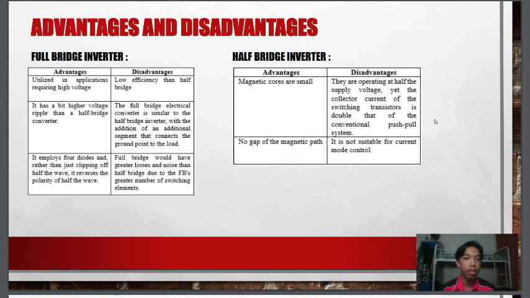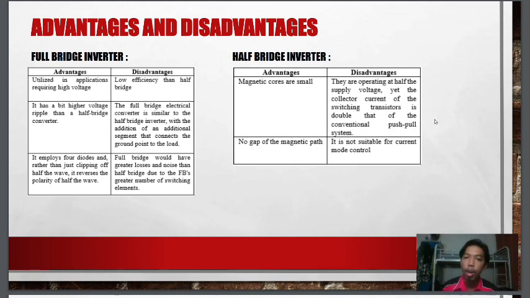For advantages and disadvantages of the full bridge inverter: advantage number 1 is that it is utilized in applications requiring high voltage. Number 2, it has a bit higher voltage ripple than a half bridge converter. And lastly, it employs 4 diodes rather than just clipping off half the wave. For disadvantages: low efficiency compared to half bridge. Number 2, the full bridge electrical converter is similar to the half bridge inverter. Lastly, full bridge would have greater losses and noise than half bridge due to the greater number of switching elements.